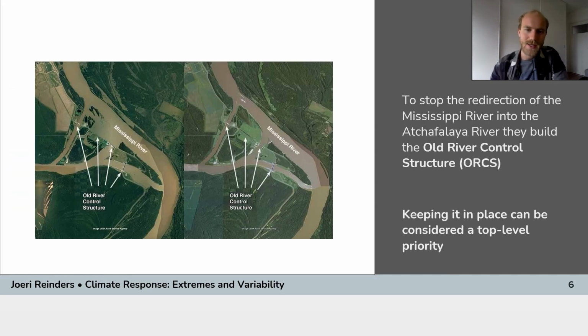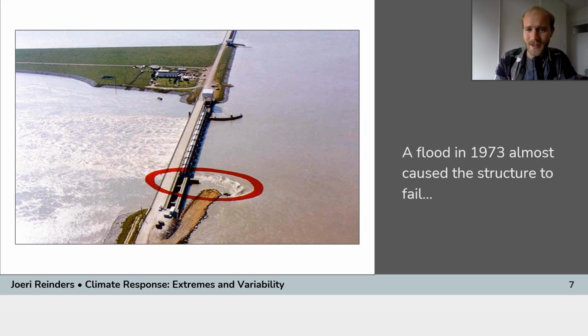So what they did is they built what we call the Old River Control Structure, basically a flood wall, or at least flood infrastructure that only releases water into the Atchafalaya River, only so much percent of total discharge, just to make sure that not all the water moves in there, meaning that the Mississippi completely changes its course. Keeping this flood protection in place is, of course, essential to the state of Louisiana and the city of New Orleans. However, in 1973, a flood almost toppled this system.